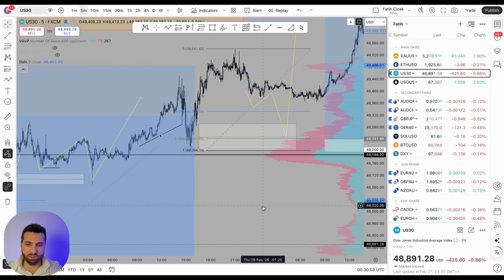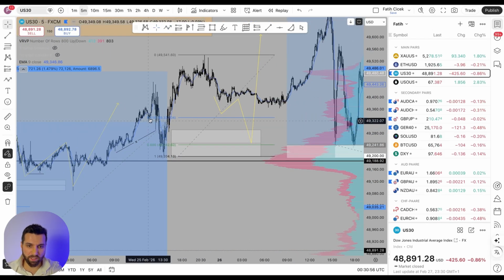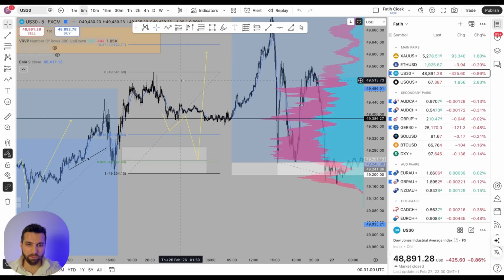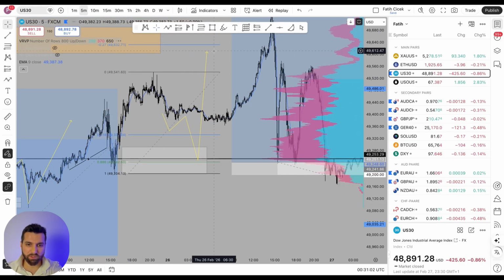Okay, but then once in a while, of course, price is gonna take out liquidity. So what it did here was the exact same thing. Okay, price gave us a new high. So this high was broken. And then I was anticipating for price to actually come back down here.